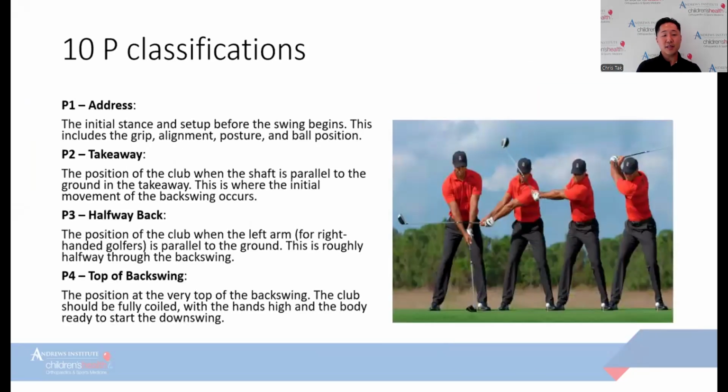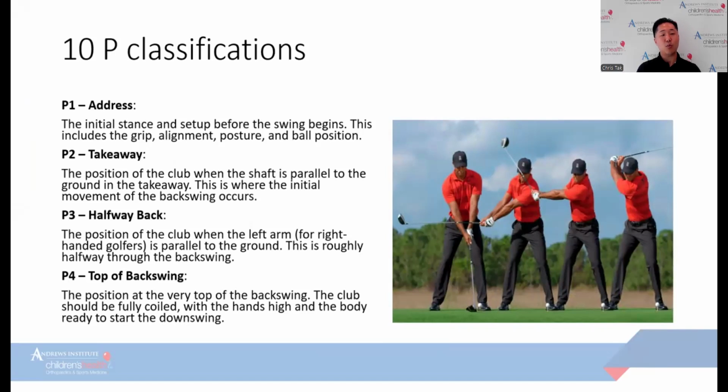All right, so breaking down those phases a little bit farther. We're going to go over what we call the 10 P classifications. In golf, this is referred to as specific points and checkpoints throughout the golf swing, and we will go through every single one of them. These positions help golfers understand and analyze their swing mechanics. So here's a detailed breakdown of each position.